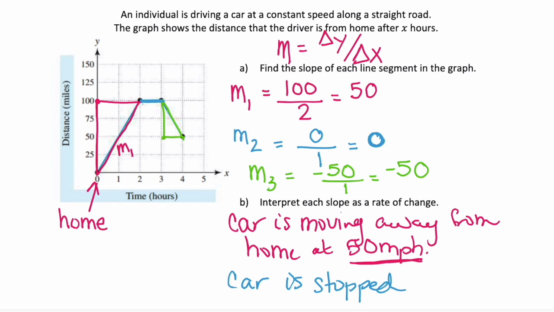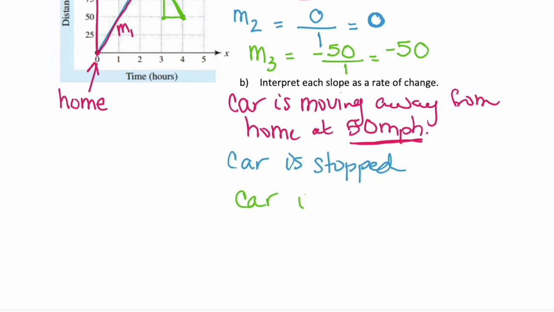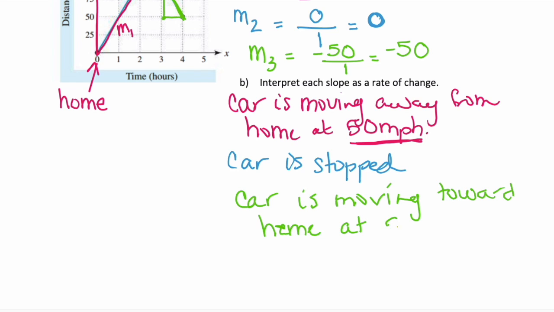And then our very last section, it's negative, but we can't say that the car is going negative 50 miles per hour. So what is that negative telling us? It's telling us that our car is going 50 miles per hour toward home. The negative is the distance decreasing, not the speed. So we're traveling 50 miles per hour. So the car is moving toward home at 50 miles per hour.